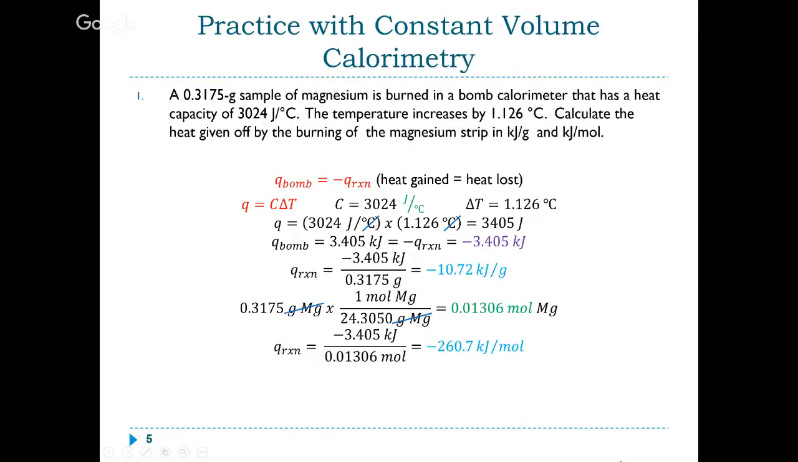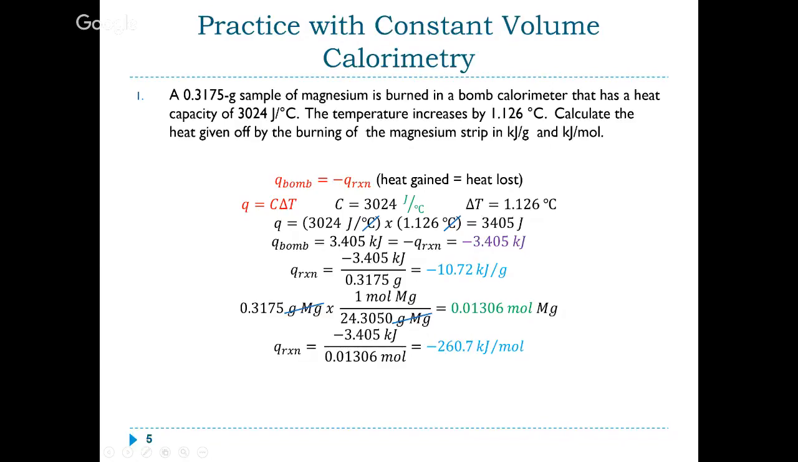So we plug things into our equation, multiplying our heat capacity times our temperature change. We see that that comes out to 3,405 joules. So that is the heat that was absorbed by our bomb calorimeter. That then is equal to the heat that was lost by the reaction. So this was the heat that was given off when we burned our magnesium strip. Same amount, opposite sign, just to show that this is the heat that was lost.